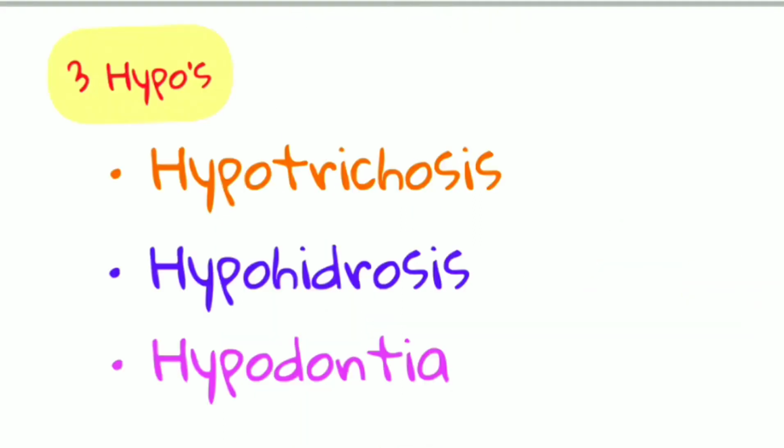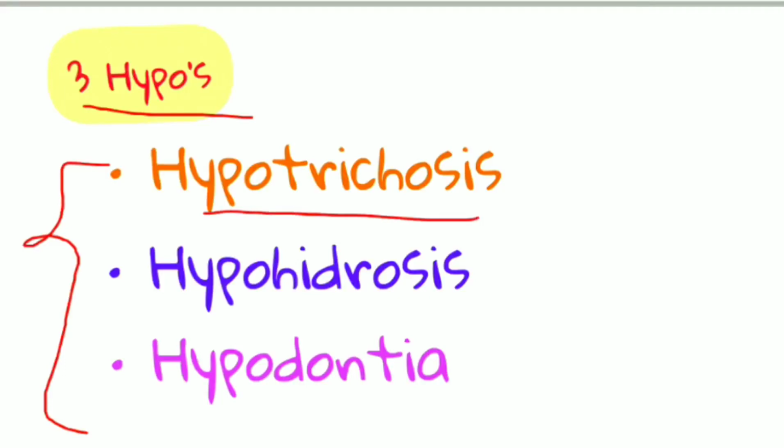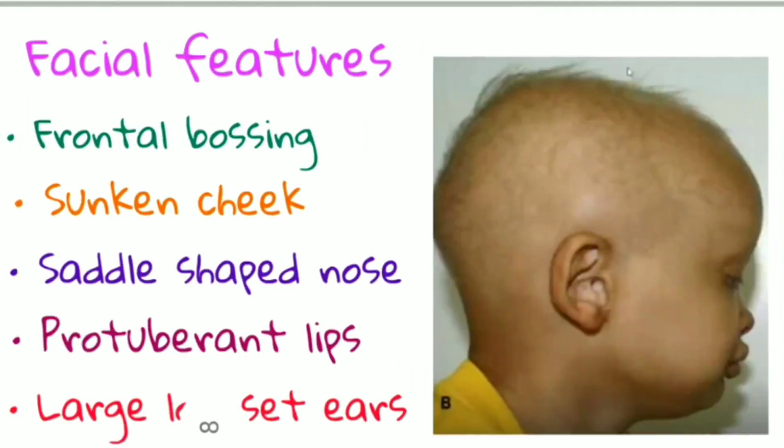You have to remember three hypos here. It is very important to remember these three hypos. These are the clinical features of ectodermal dysplasia. First is hypotrichosis, second is hypohidrosis, third is hypodontia. We will see each of these one by one. So let us proceed further.